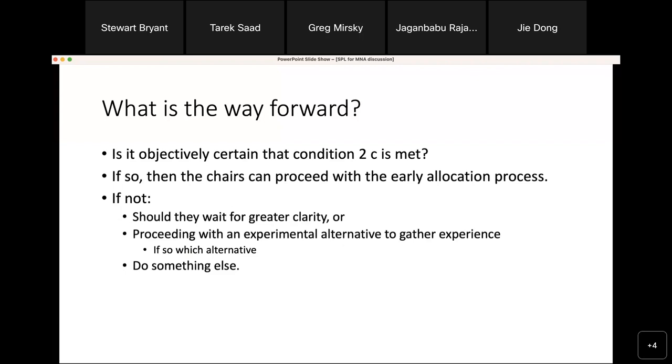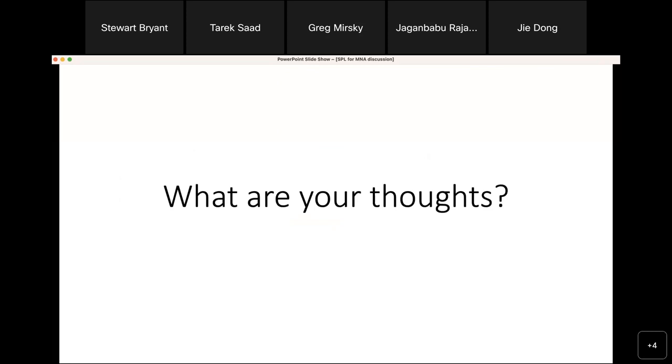So what's the way forward? Are we quite certain that condition 2C is met with the existing design? If so, then the chairs can proceed with the early allocation process. If not, should they wait for greater clarity, or should they proceed with an experimental alternative to gather evidence on the quality of the design? If so, what alternative? Or should they do something else? So what are your thoughts, please? That's all I had in the way of preamble for this.